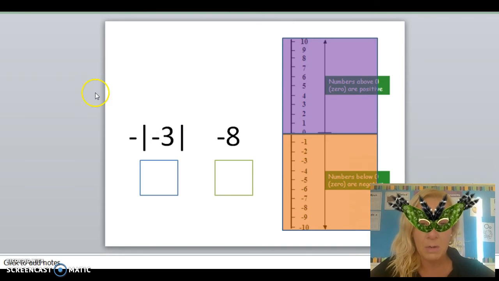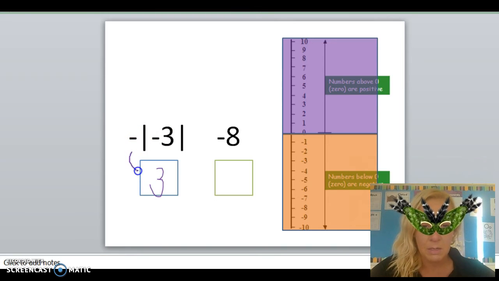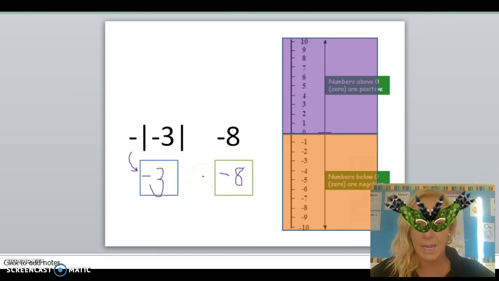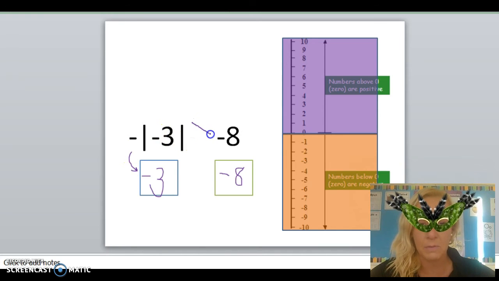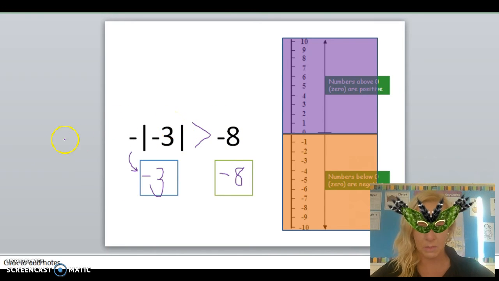These are a little bit trickier. The absolute value of negative 3 is 3, but the negative sign is on the outside, so we have to apply it. And then we just have negative 8. Well, negative 3 is greater than negative 8. Therefore, the negative absolute value of negative 3 is greater than negative 8. This is kind of a tricky problem, but I just wanted you to hear it as well.